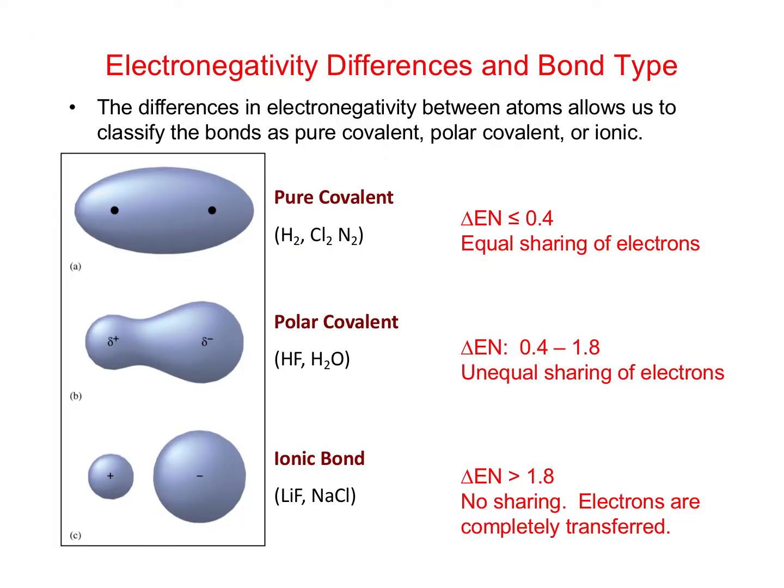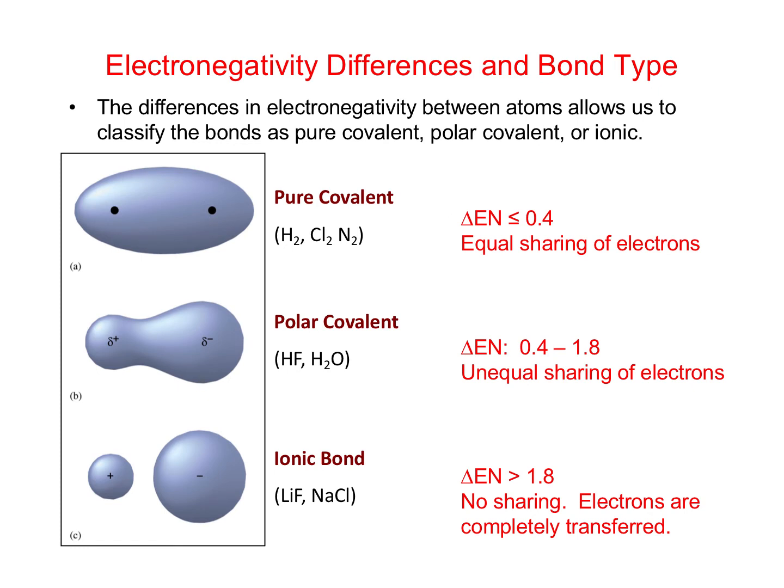All right, so what we can do with these electronegativities is this can tell us what type of bond is going to be formed between those two atoms. And what we do is we look at the differences in electronegativity between the two atoms that are bonded that we're considering. And so we can use this to classify our bonds into three categories.